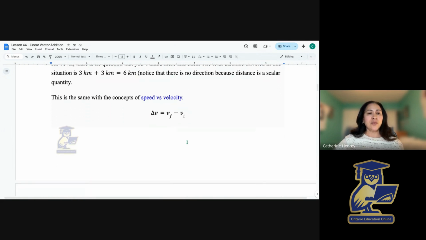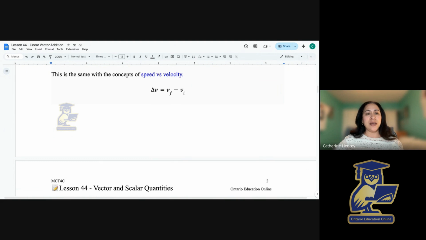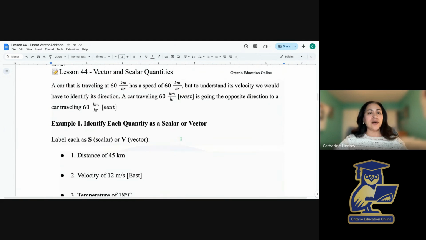It's very similar with two other concepts, speed and velocity. Speed is what we call the scalar quantity because we have no direction. And when we talk about velocity, it's usually speed with a direction. So let's consider that a car is traveling 60 kilometers per hour, and it has a speed of 60 kilometers per hour. But to understand the velocity, you'd have to consider the direction.